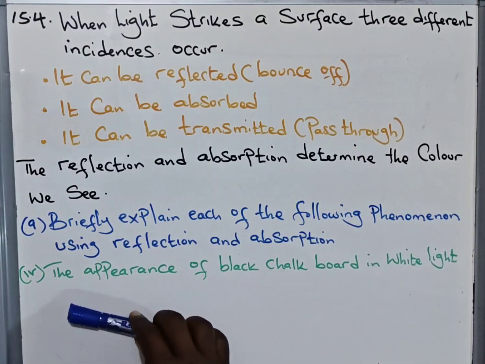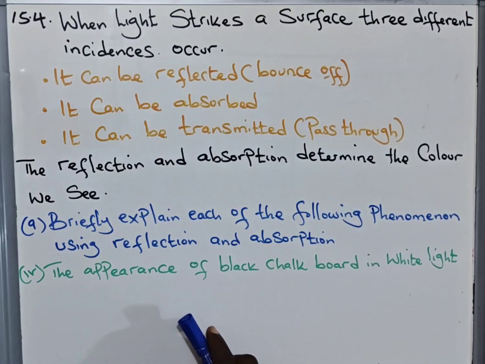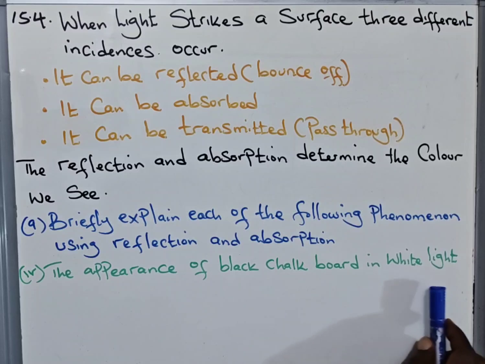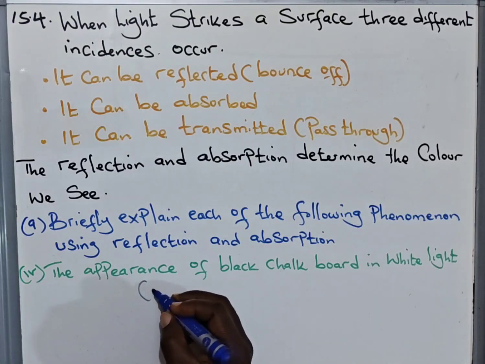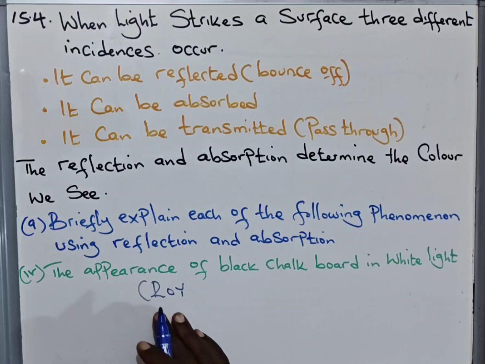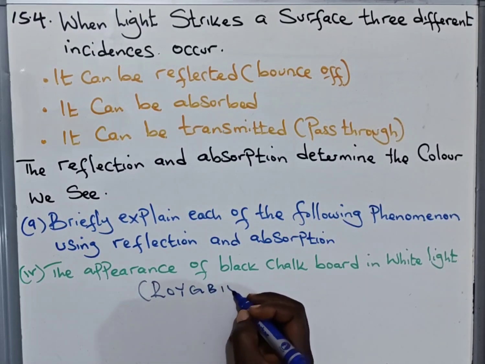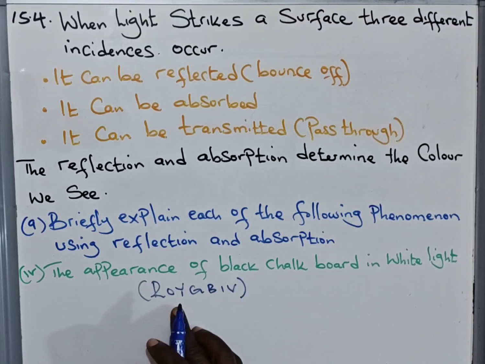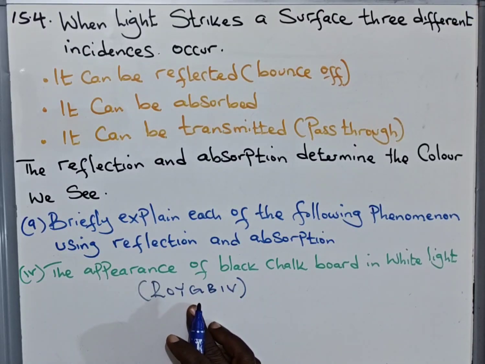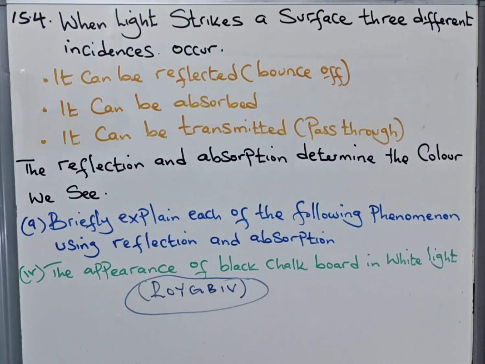Then we need to explain this. The appearance of a black chalkboard in white light. What does that mean? We need to know that white light is a mixture of all the 7 colors of the spectrum. Richard of York gave birth in Venus. Red, orange, yellow, green, blue, indigo, and violet. All these ones, they mix up to form white light.